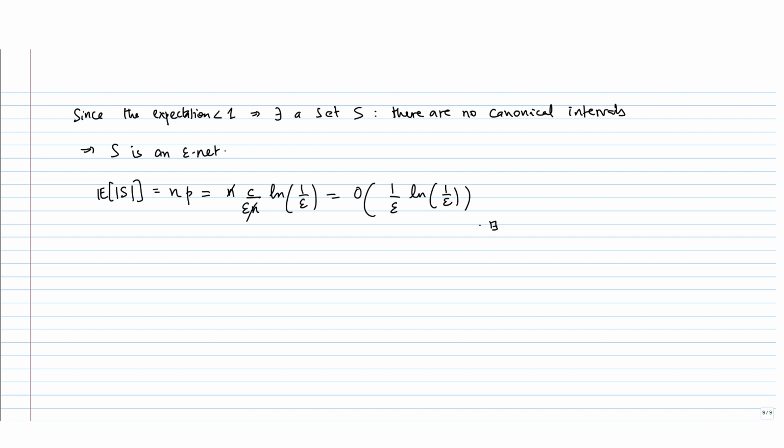This is worse than what we started with, because for intervals we saw there is an epsilon net of size 1 over epsilon. But here we have an epsilon net of size 1 over epsilon log 1 over epsilon, but still independent of n. Okay. The reason to do this is that now the random sampling idea will generalize to other set systems.